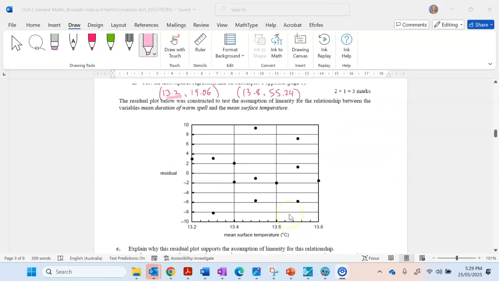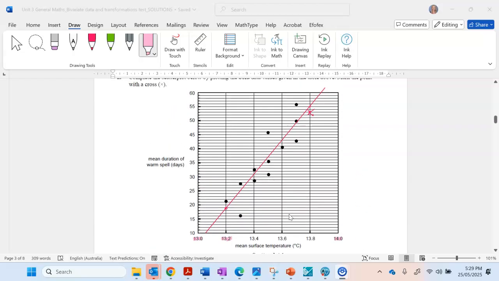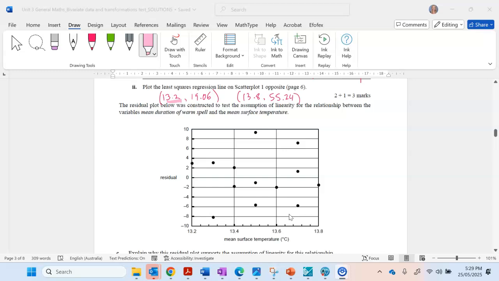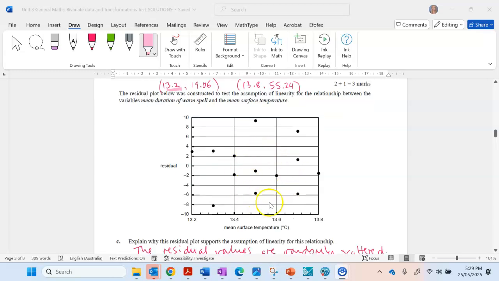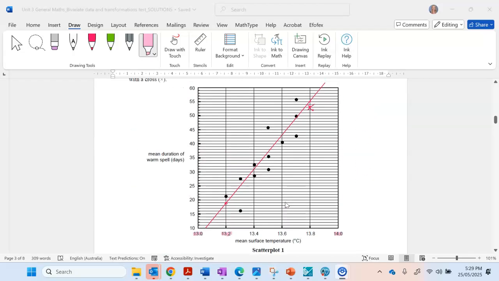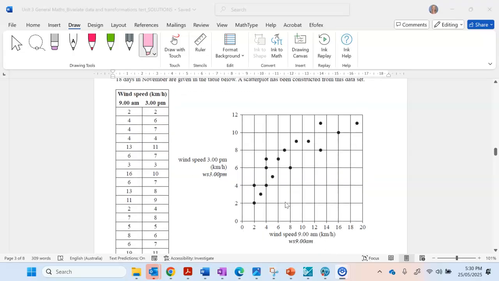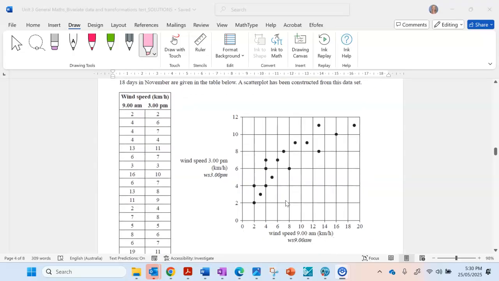So the linear part comes from either looking at this, clearly linear, or your residual plot also tells us it's linear, all right? Remember, when it's randomly scattered, it is linear, right? This graph, this scatter plot is linear. Or the association is linear, I should say. Obviously, it's not clearly 100% linear.